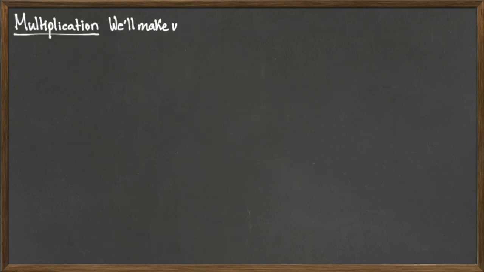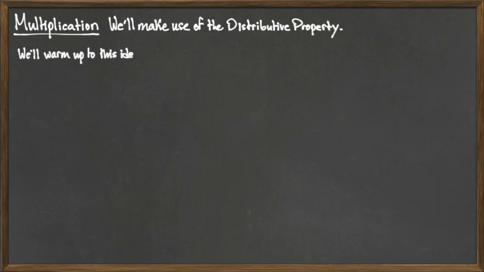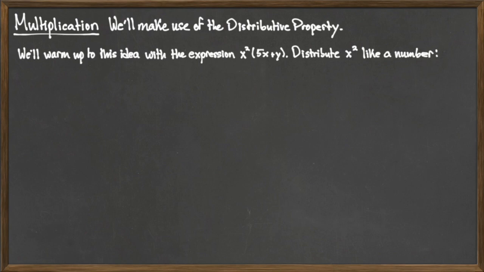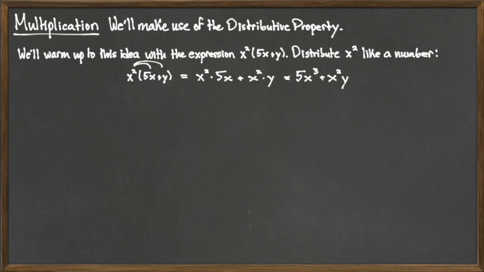Now that we have a few examples under our belt of addition and subtraction, let's look at examples with multiplication. We're going to warm up to this idea by multiplying x squared with 5x plus y. We know that we can distribute the x squared term just like a number. This is going to become x squared times 5x plus x squared times y, and by using our properties of exponents, we get 5x cubed plus x squared y.